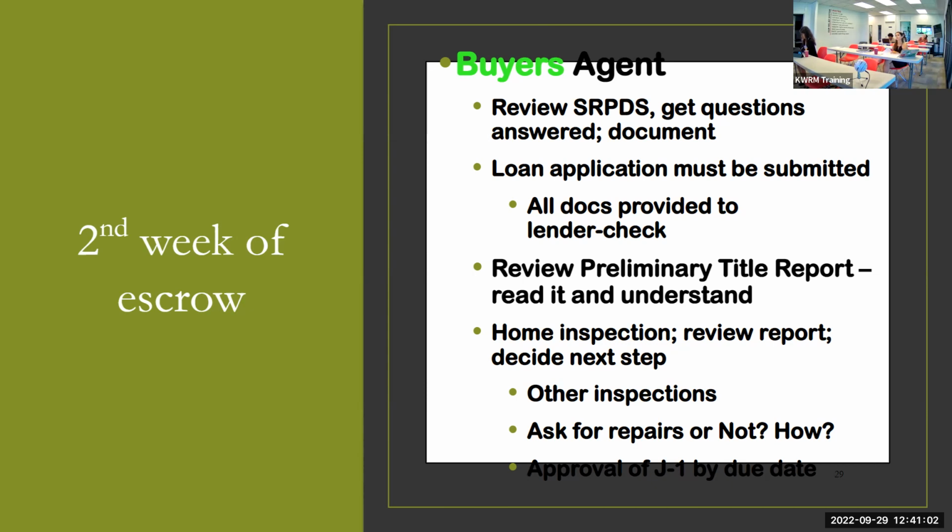So what does it say? Approval of J1 by due date, right? Somehow the slide is going weird on us. But that's obviously important, our 5 days, right? So we're going to track those 5 days really carefully. And our goal is 2 days before the end of the J1 period to have everything clarified, or we're going to ask for an extension.